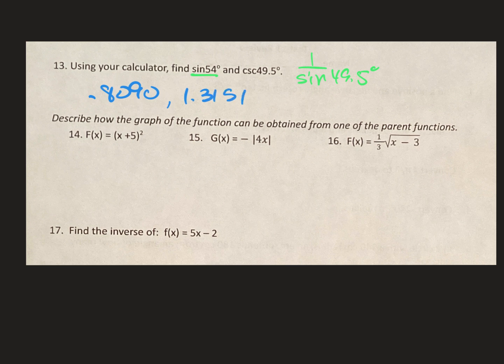Okay, hadn't done these gestures in a while. Hope the review helped you today. The number inside shifts your graph left or right, opposite of what you think. So that's going to be a shift to the left by 5 because it's opposite of what you think.